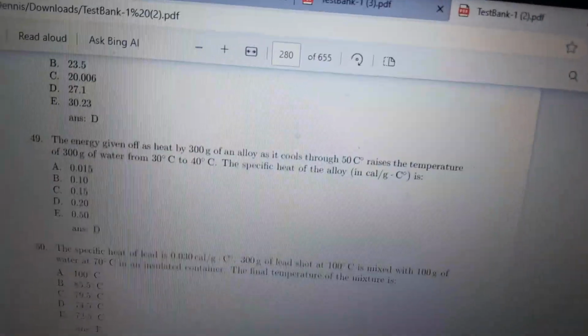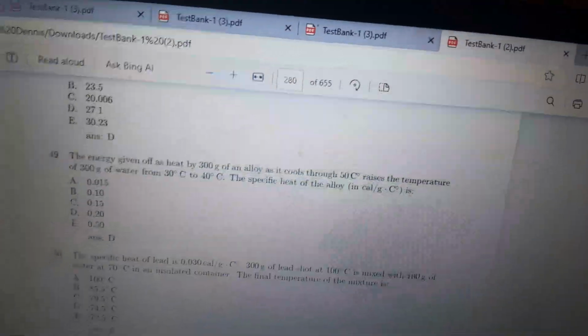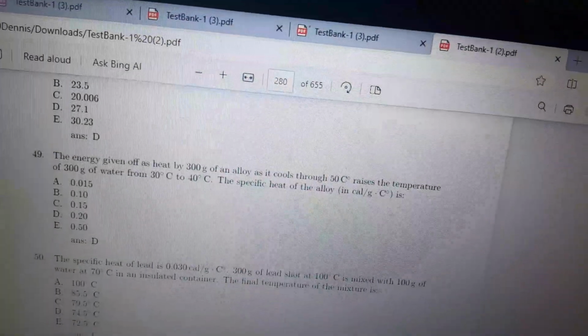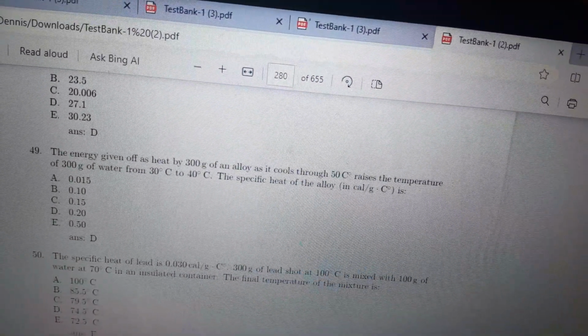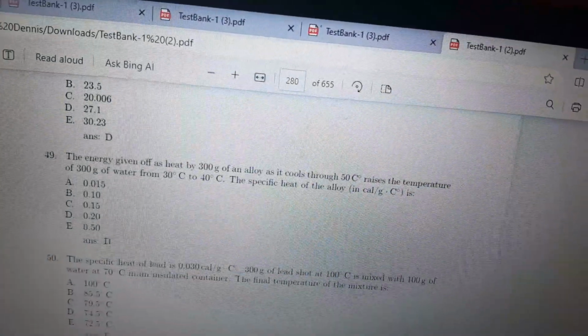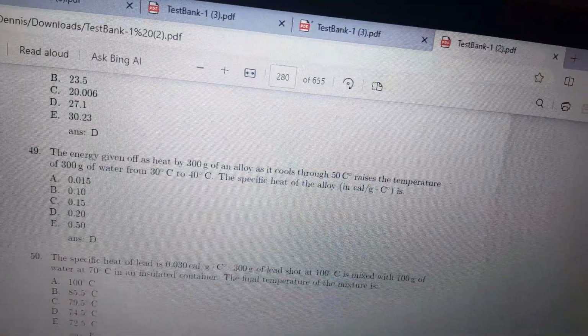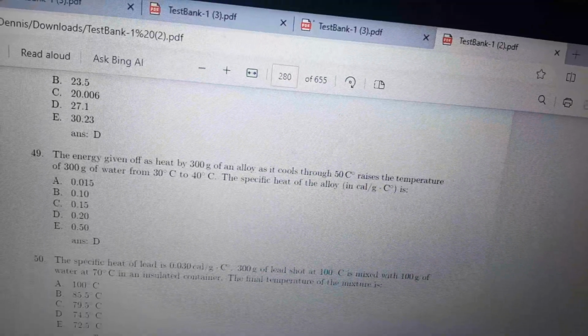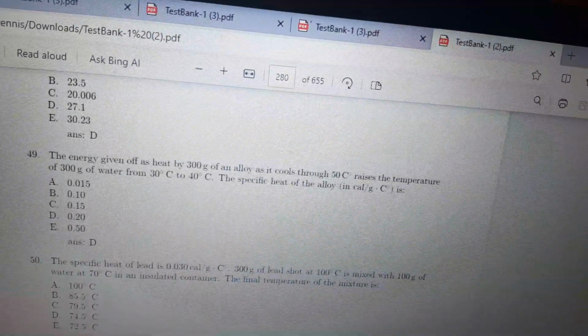The energy given off as heat by 300 grams of an alloy as it cools through 50 degrees Celsius raises the temperature of 300 grams of water from 30 to 40 degrees. The specific heat of the alloy is what? It's 0.20.